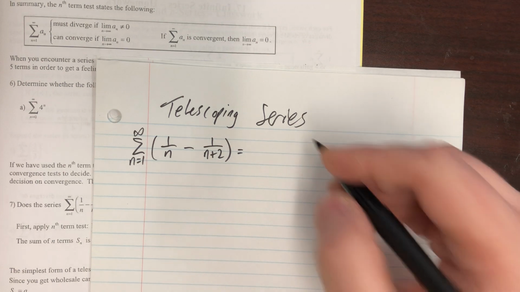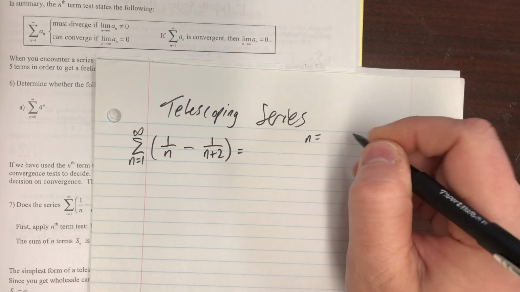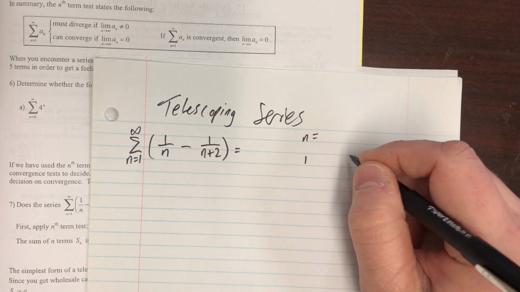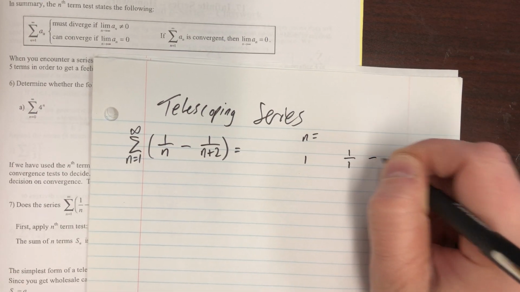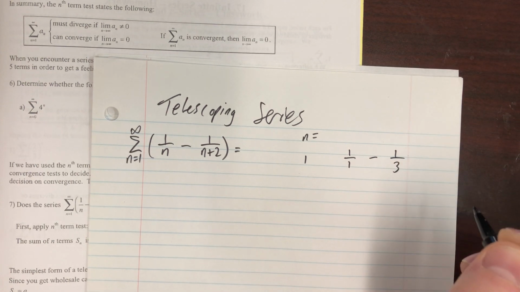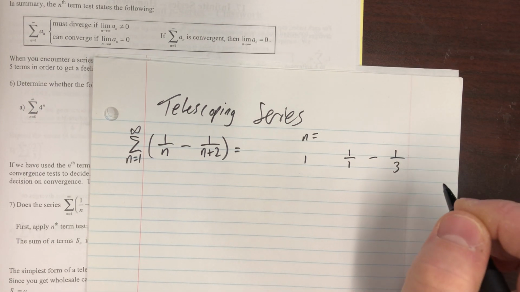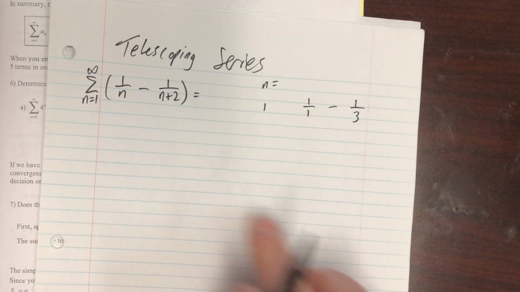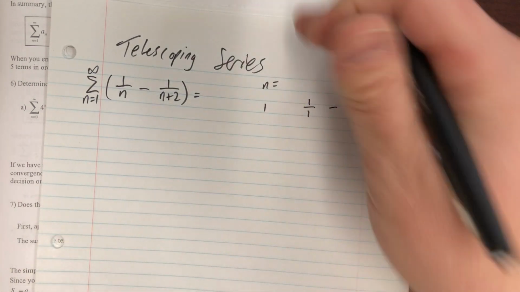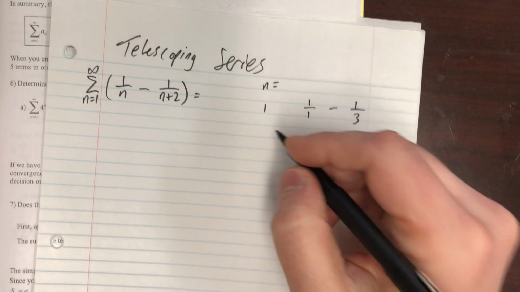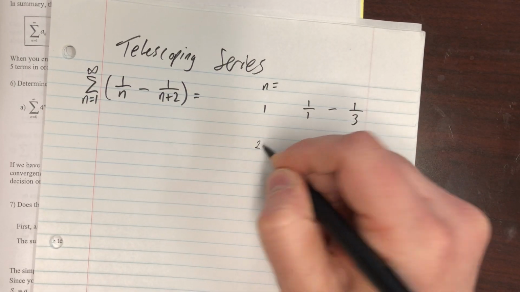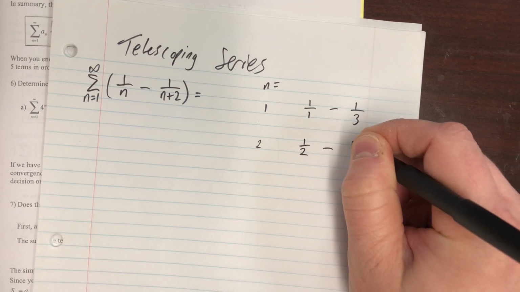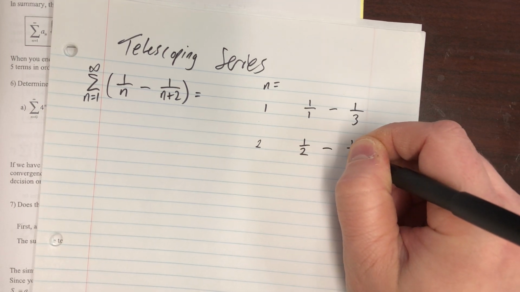So here's the technique. I'll put the N equals on this side. So when N equals 1, we get 1 over 1 minus 1 over 3. And I actually like to write these vertically. A lot of people will just write them out like this, but for me, looking at them as a table helps me. So when N equals 2, that's 1 over 2 minus 1 over 2 plus 2, which is 4.